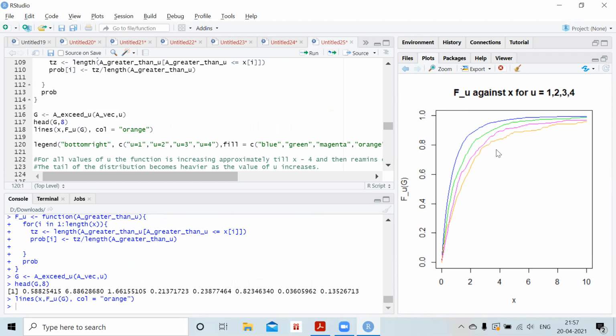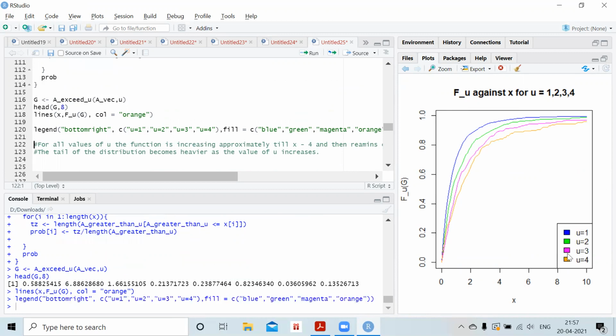Then you can use a legend, because the question specifically says that each line should show which color represents which value of u. So this is u equals 1, then we have 2, then 3, and then 4.